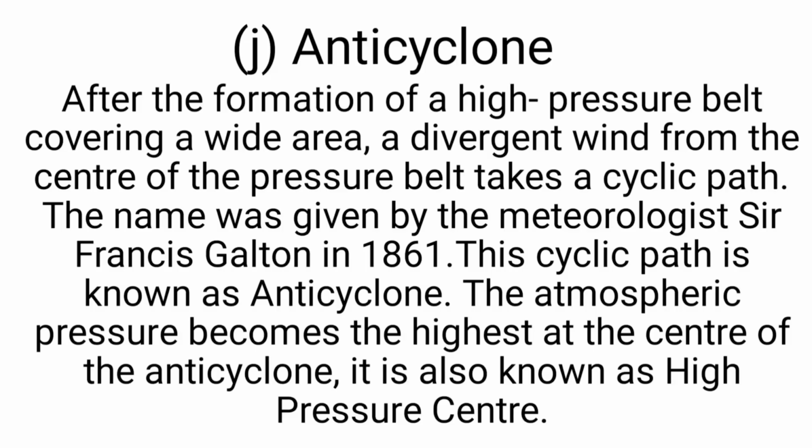J. Anticyclone. After the formation of a high pressure belt covering a wide area, the divergent wind from the center of the pressure belt takes a cyclic path. The name was given by the meteorologist Sir Francis Galton in 1861. This cyclic path is known as anticyclone. The atmospheric pressure becomes the highest at the center of the anticyclone. It is also known as high pressure center.